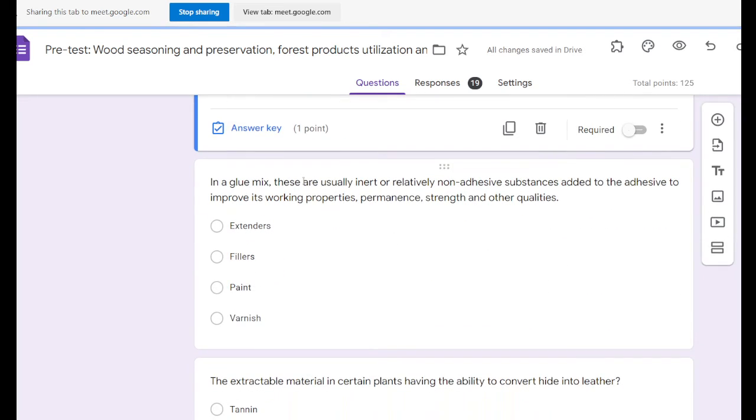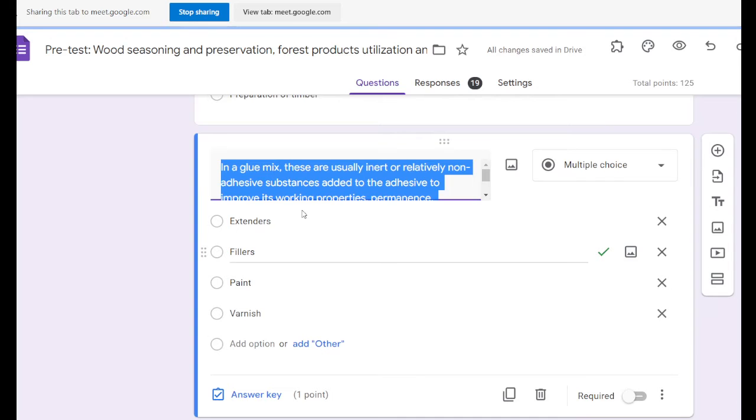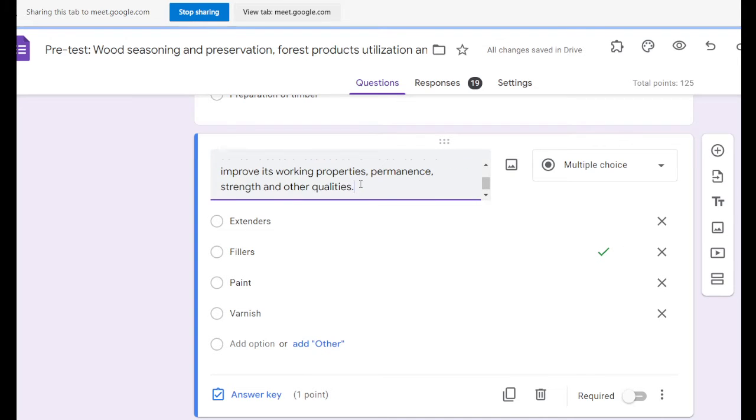Next. In a glue mix, there are usually inert or relatively non-adhesive substances added to the adhesive to improve its working properties, permanence, strength, and other qualities. Again, in a glue mix, these are usually inert, meaning non-reactive. The correct answer for this one is fillers. Okay? Fillers is what it is called.